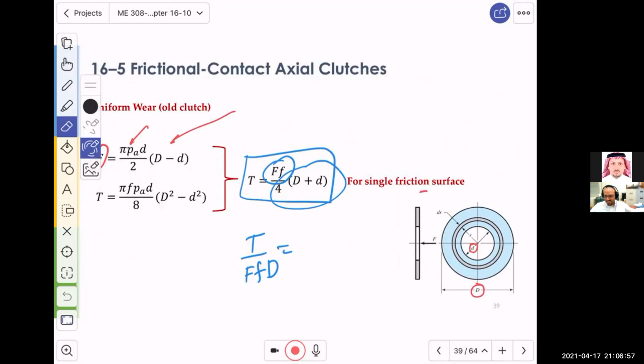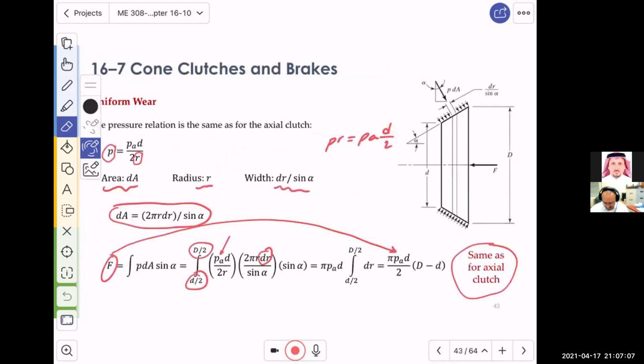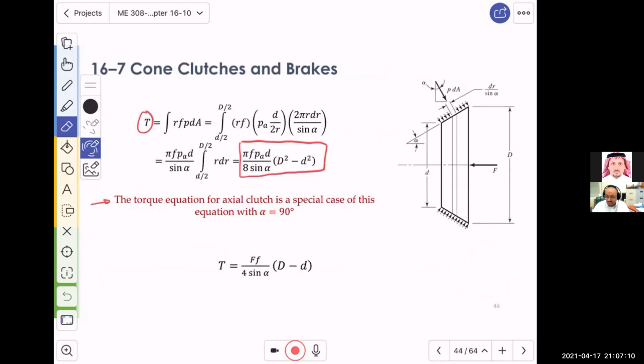It's almost the same. There is only one thing missing in this one, the sine alpha. So, in reality, that one is a special case of this one. This is the more general case for an inclined surface. And if you substitute alpha equals 90, you will get that one. Do you see that? You will get the same one as the one we did for a flat surface.